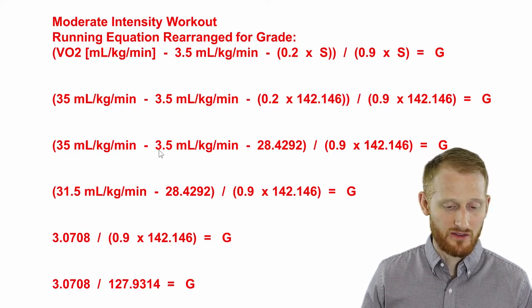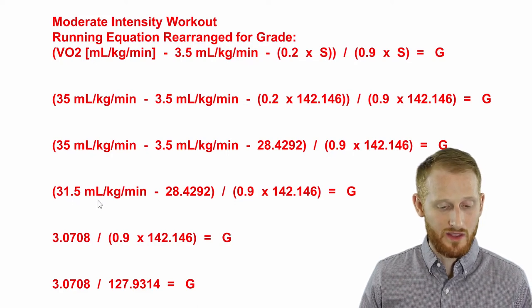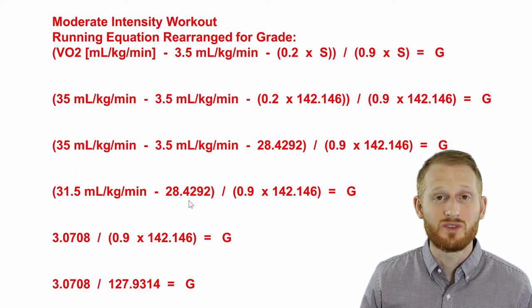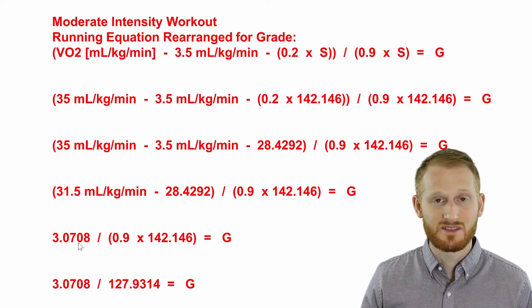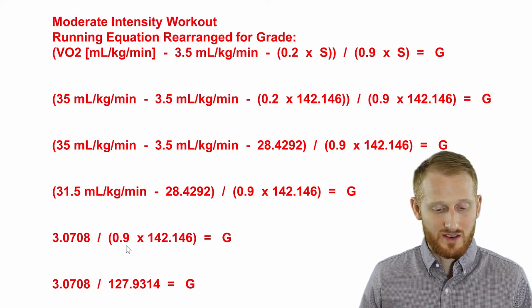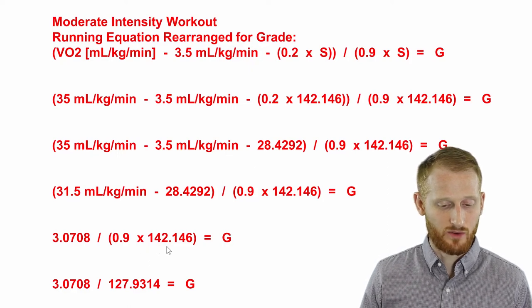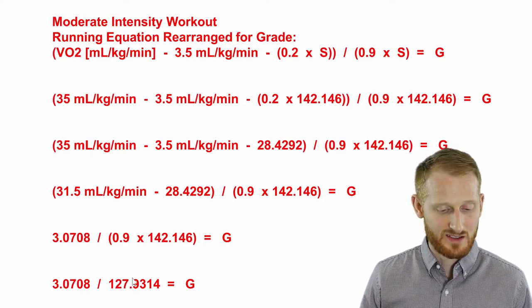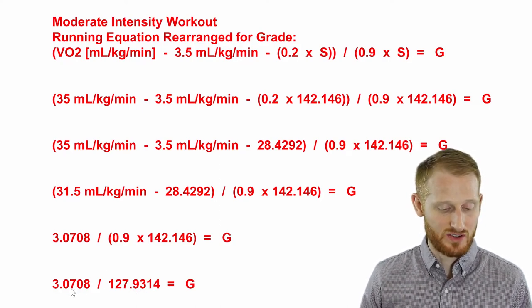So 35 minus 3.5 gives us 31.5. Then we're going to take the 31.5, subtract 28.4292 from that, and it's going to give us 3.0708. All right. Now we need to go and take care of this other set of parentheses. 0.9 times 142.146, that's going to give us 127.9314.